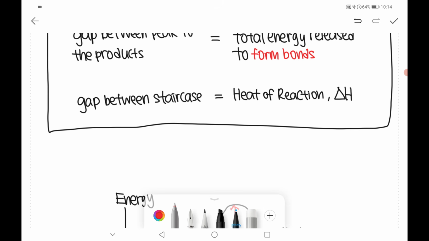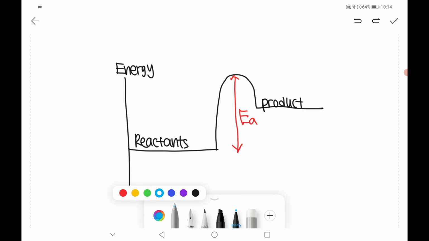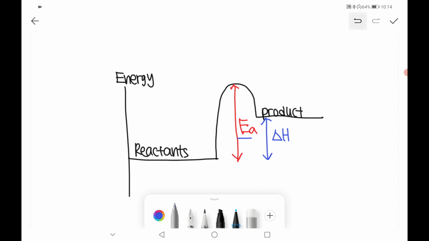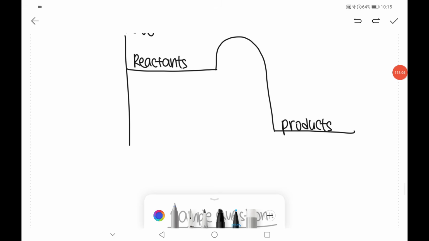Now the third one: the gap between the two staircases is the heat of reaction, delta H. This is one staircase and this is the other staircase. The gap between these two is your delta H. So these are two very important labels you need to know: EA and delta H. Alright, let me show you one more example.